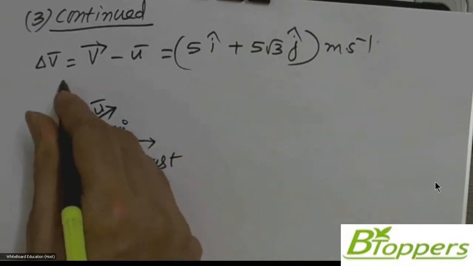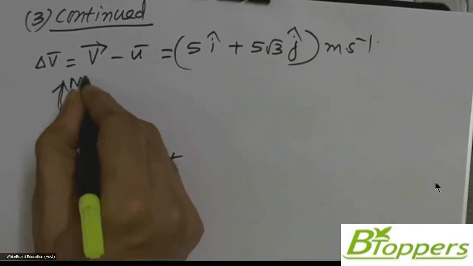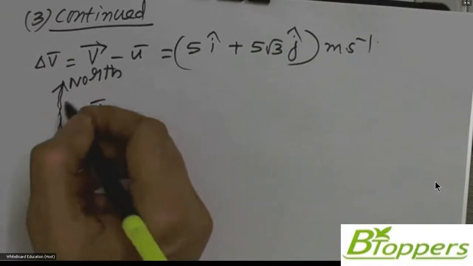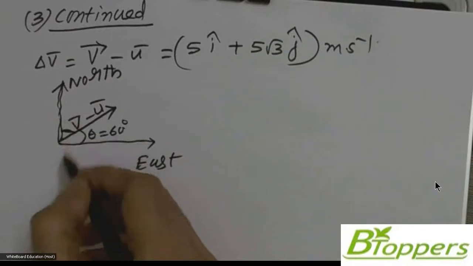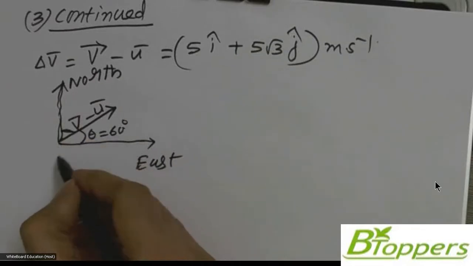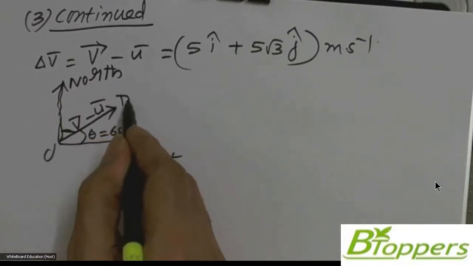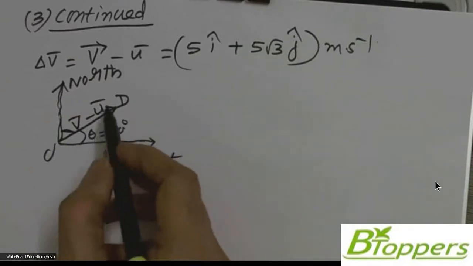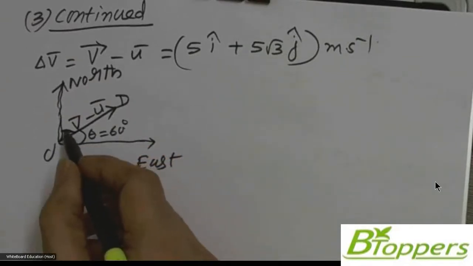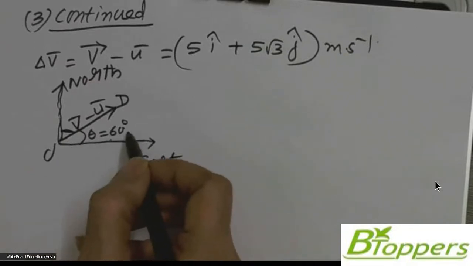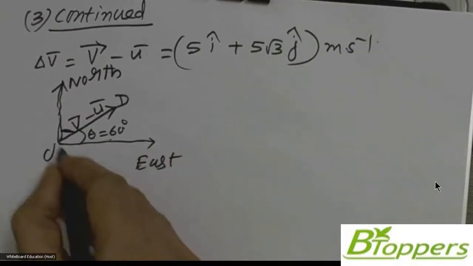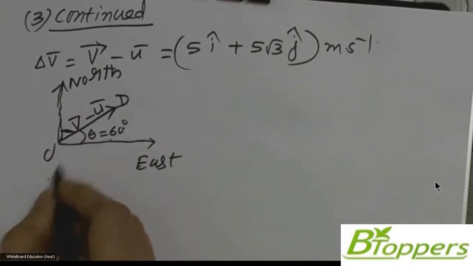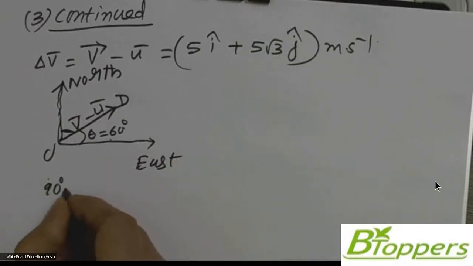So this is the north direction. So what angle does it make with the north direction? I am just showing the vector v bar minus u bar in the figure. So this angle will be 90 minus theta, or 90 minus 60 degrees, that will be 30 degrees. So the angle which OD bar makes with the north direction is 90 minus theta, that will be 30 degrees.